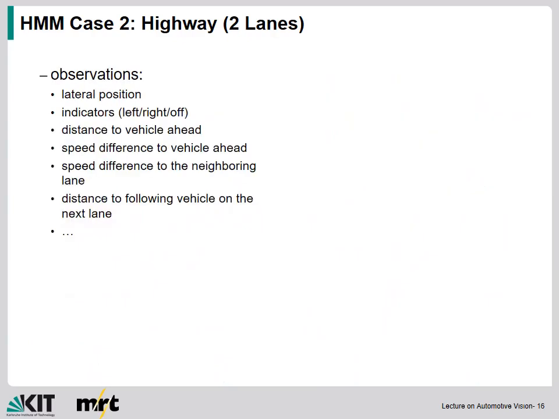Furthermore, we have to think about possible observations. There are several ones which are relevant, like the lateral position, the indicators, the distance to the vehicle ahead, and some more. When we go through the list, we find that some of these observations are discrete, take on discrete values, like the indicators, and others take on real numbers. So the lateral position or the distance to the vehicle ahead typically is measured in something like meters. That means we have some real numbers. And these two cases have to be distinguished.